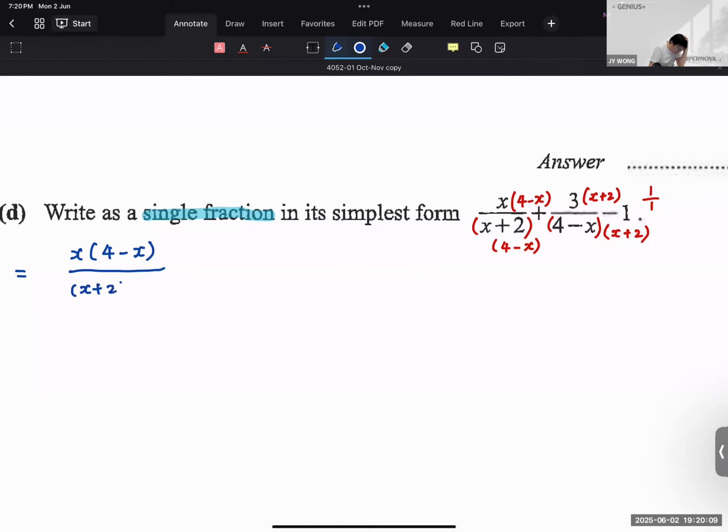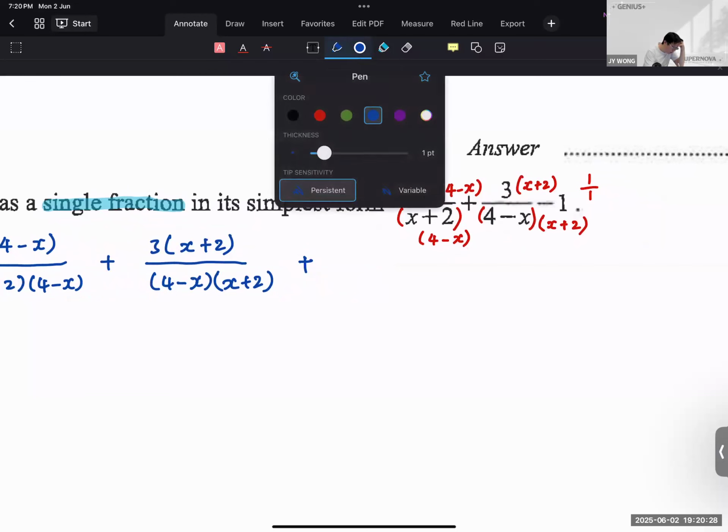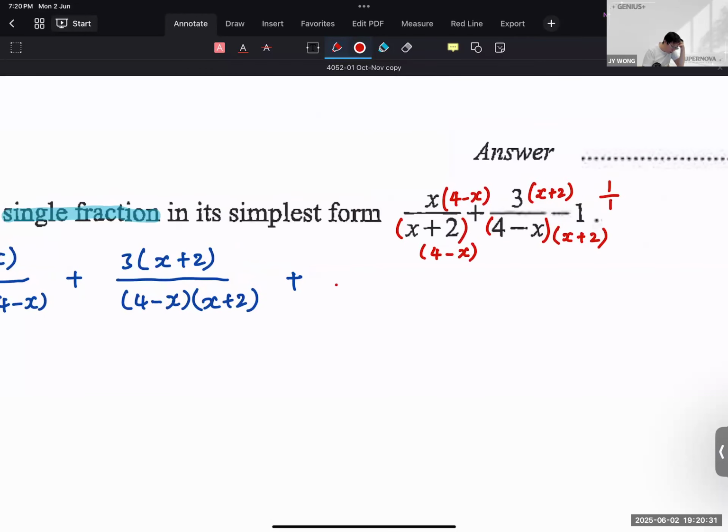Then minus, sorry, not minus, plus 3 bracket x plus 2 over 4 minus x plus 2. So that is how I make denominators the same, right? And now what do I make the 1? It's a fraction 1 out of 1, right? How do I make 1 out of 1 the same denominator? I have to multiply by 4 minus x plus 2, agree? Then the numerator will also be 4 minus x plus 2. This will simplify down to 1, agree or not? That is what 1 out of 1 is, right?